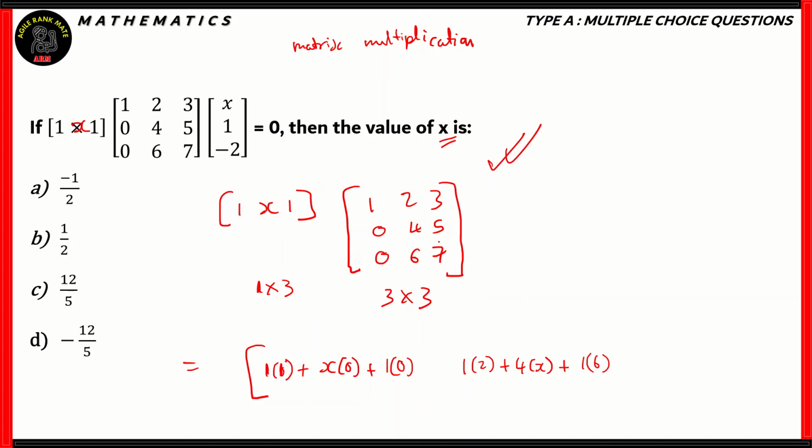And then finally, the third element would be the first row multiplied by the third column. This would be 1 times 3 plus x times 5 plus 1 times 7.